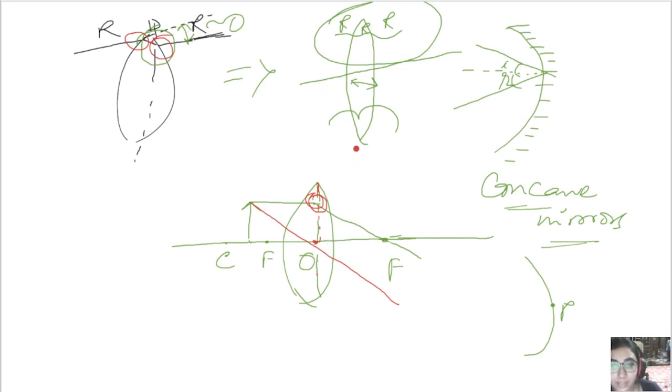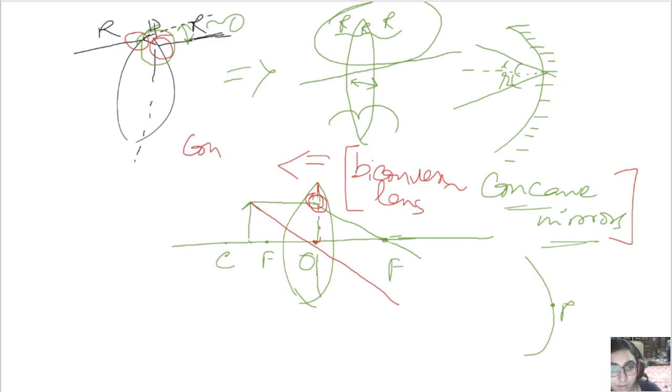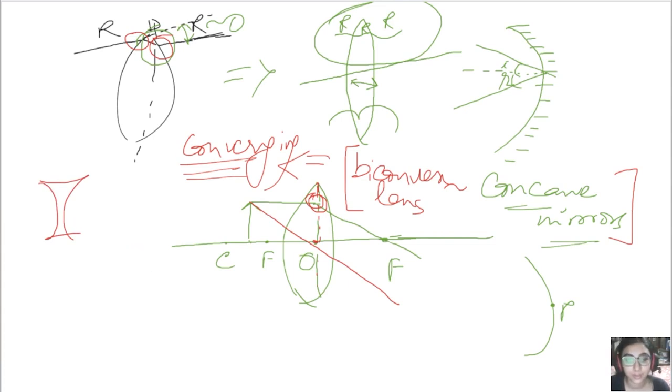I told you that biconvex lenses and concave mirrors have similar properties in the way that both are converging in nature. They will converge the light rays. In the same way, biconcave lenses and convex mirrors will be similar in properties, in the sense that they will be diverging in nature.